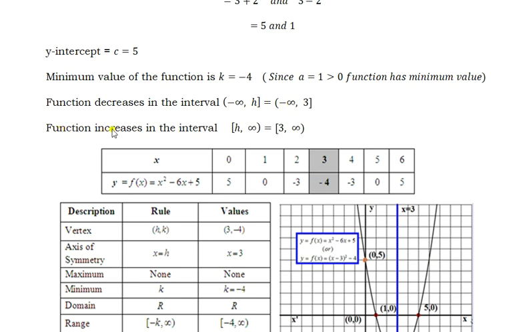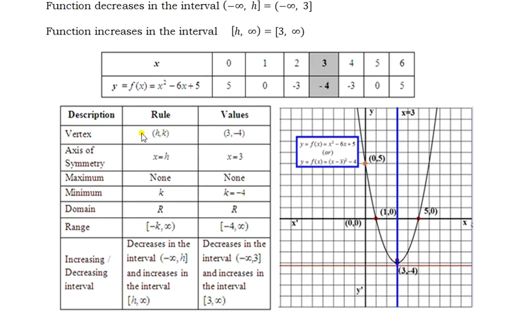Now the function increases in the interval h, comma infinity. So this is closed and this is open. What is the value of h? 3. So closed 3, open infinity is where the function increases.